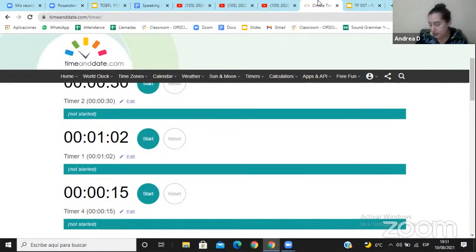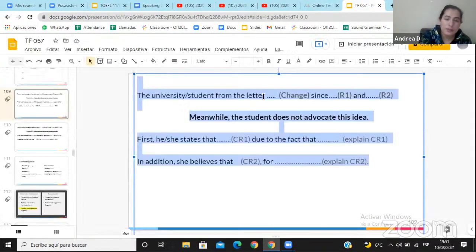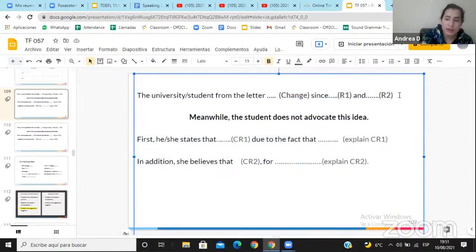So with transitions and everything, like first, second, or first, in addition. If you don't really want to tell me what the reasons for the university are here at the beginning, you can actually do that. And that's another thing that maybe you're going to be seeing tomorrow when you practice. But make sure to at least provide some context and tell me what the change is at the beginning.